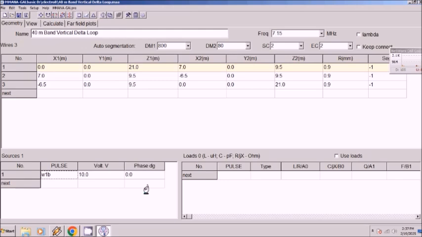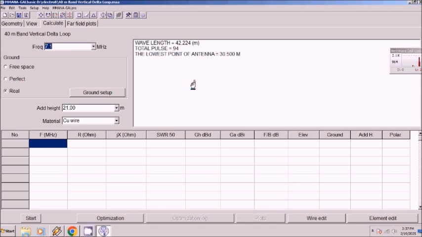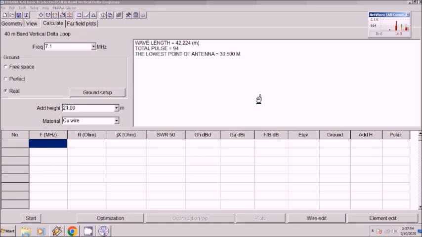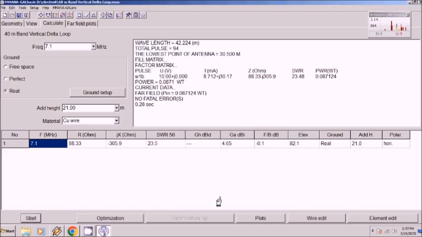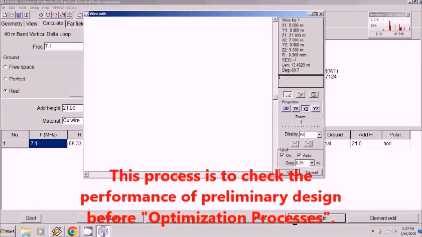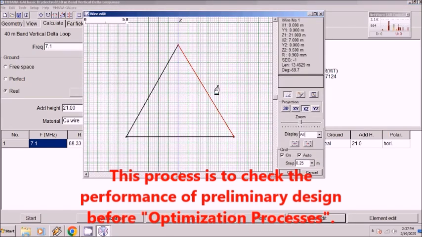Now after that we are going to try to simulate the performance of this preliminary design, just rough design without precision design. Okay, and the variable all okay. Try to start simulation. Now we are getting the performance of this design with this length of wire number 1, wire number 2, wire number 3.